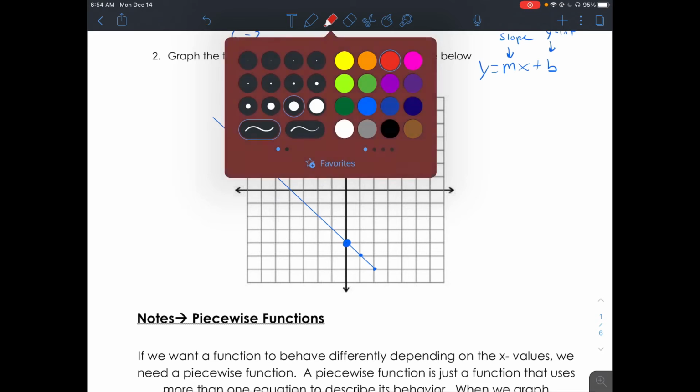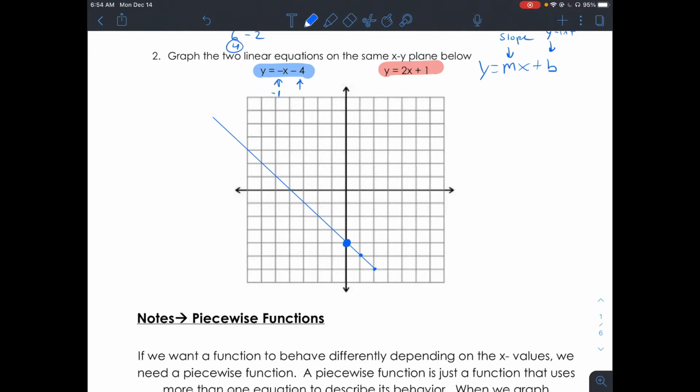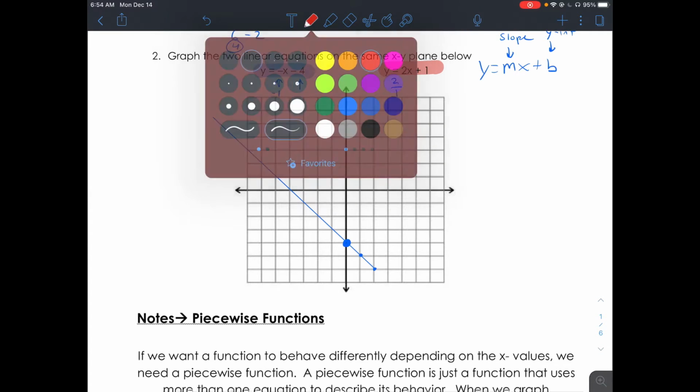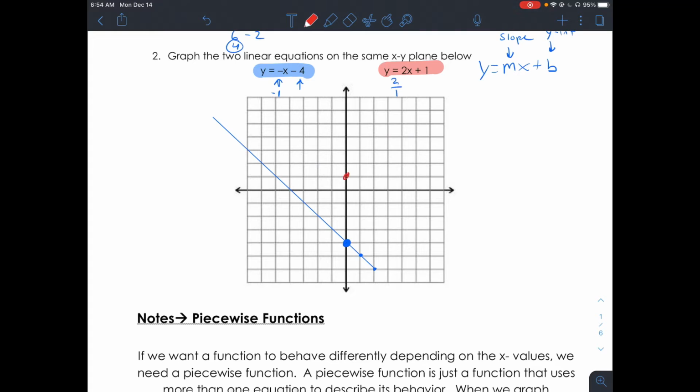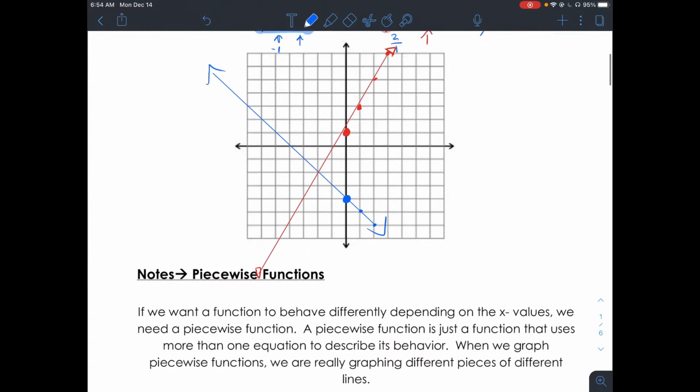Then we've got the other line. My y-intercept is 1, and my slope is 2. So I'm going to go up 2 over 1, up 2 over 1. I should graph that in red, right? So we start off at 1, because our y-intercept is 1. Then we go up 2 over 1, up 2 over 1, up 2 over 1. That would be my line there. We probably should add arrows. And that would be those two lines graphed on the same plane.